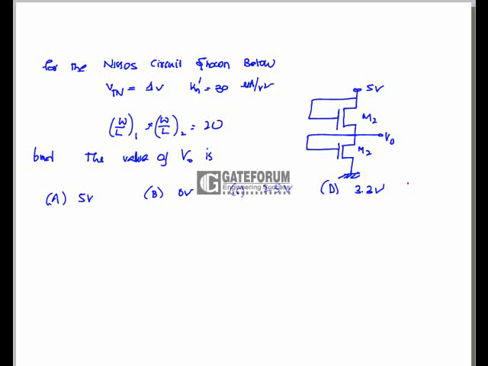For the NMOS circuit shown below, VTN equals 1 volt, Kn dash is 30 microamps per volt square, and the W by L ratios are equal. So all the parameters of both M1 as well as M2 are perfectly matched. Means 5 volts is nothing but VDS1 plus VDS2. So both are perfectly matched, means they can handle equal amounts of voltage, that is Vout is nothing but VDS2, that is 2.5 volts. Because they both are perfectly matched, VDS1 is equal to VDS2. So option C is correct.